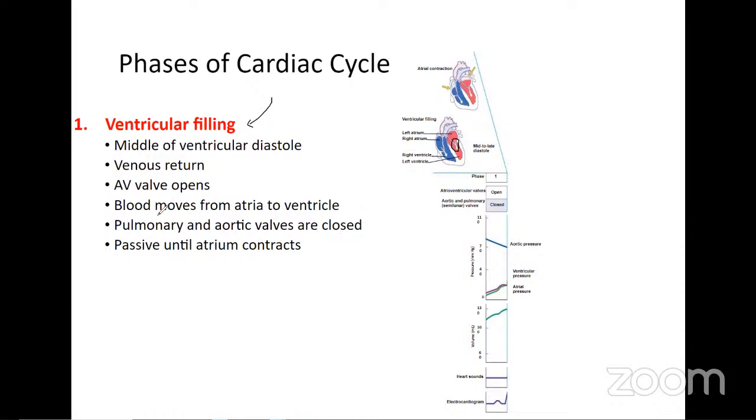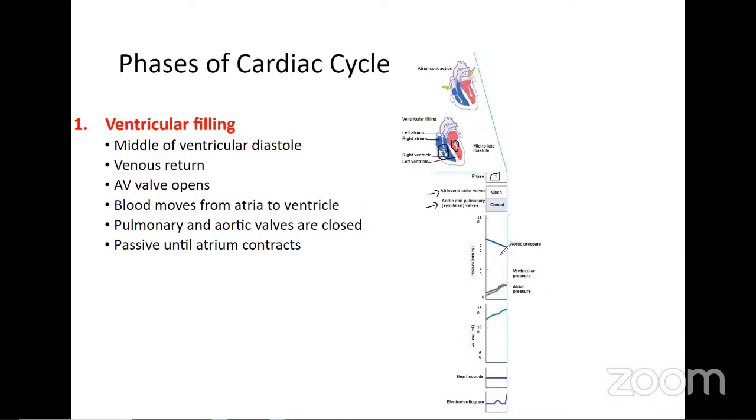Now, this is a passive process until the atria contract. On this image, we have everything linked together. The image shows us our flow of blood, with arrows for flow of blood. We've got our phase numbers here. We have part of this figure that tells us the state of those valves. The AV valves are open during phase 1, ventricular filling. Our semilunar valves, the aortic and pulmonary valves, are closed.